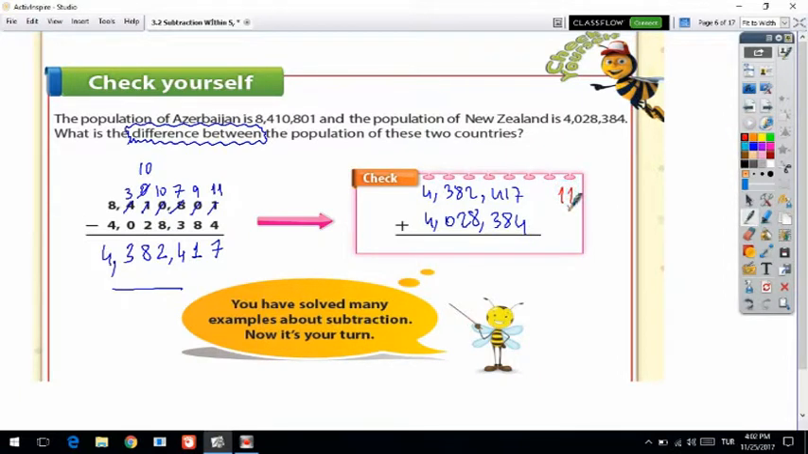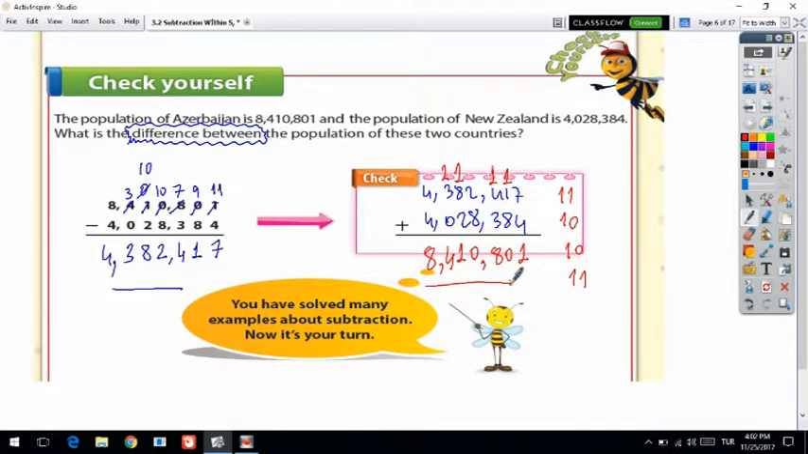7 plus 4 is equal to 11. Then 1 comes down, 1 goes next. 1 plus 1, 2, 2 plus 8, 10. So 0 comes down, 1 goes next. 1 plus 4, 5. 5 plus 3, 8. Then 2 plus 8 is equal to 10. 0 comes down, 1 goes next. 1 plus 8, 9. 9 plus 2, 11. So 1 comes down, 1 goes next. 1 plus 3, 4 plus 0, 4. Then 4 plus 4, 8. 1, 2, 3, comma, 1, 2, 3, comma.